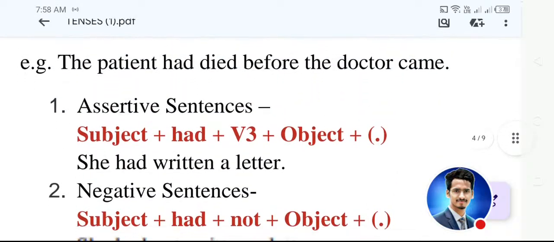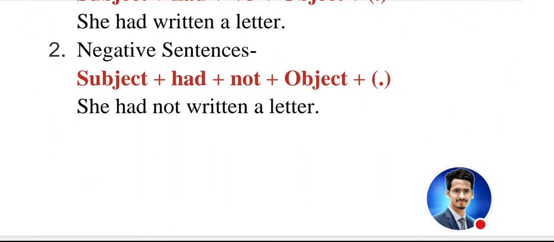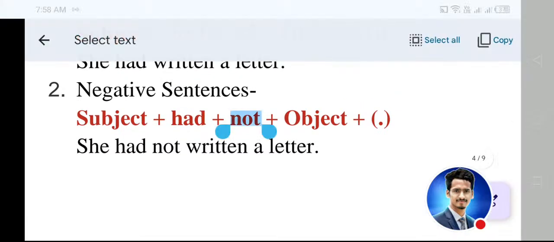Okay, you can see the negative sentence of past perfect. How can we make a negative sentence? Just add not with the auxiliary verb. So here had is the auxiliary verb of this sentence, and I just add not with this. So, she had not written a letter.